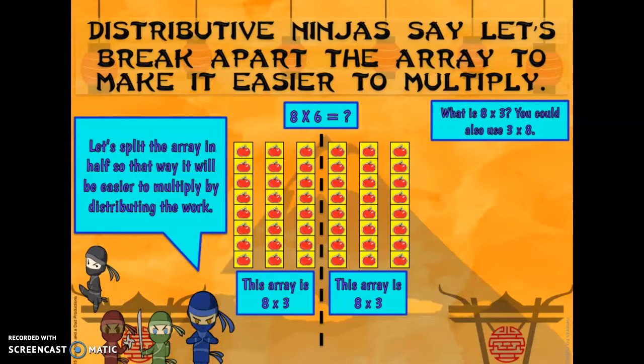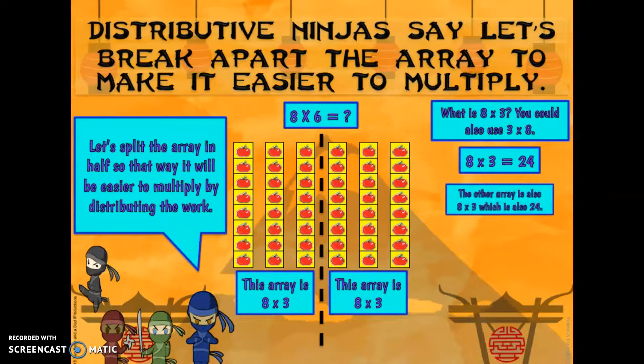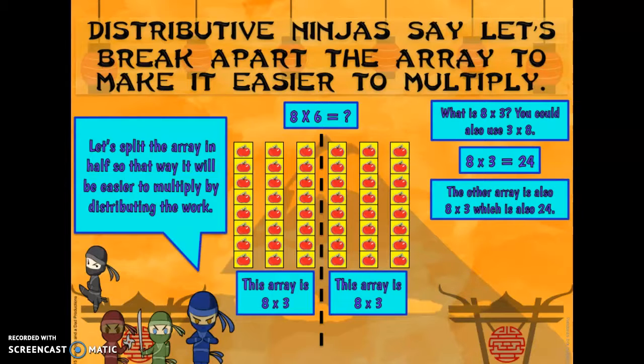And now we have two arrays. One of them is 8 times 3, and the other is also 8 times 3. Now we could also think about 3 times 8, whatever's easier, because we can use that commutative property to help us solve this as well if we switch the order of the numbers. So 8 times 3 equals 24. The other array is also 8 times 3, which is also 24.